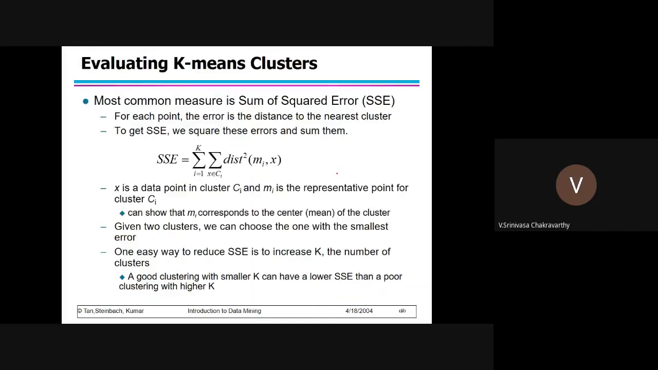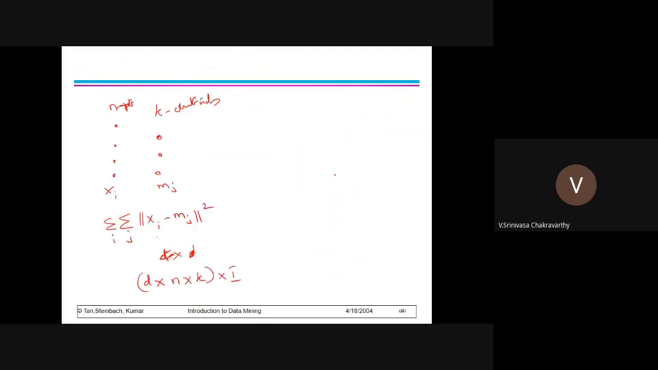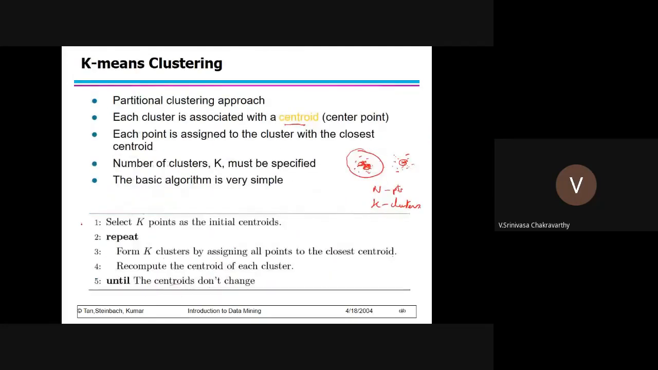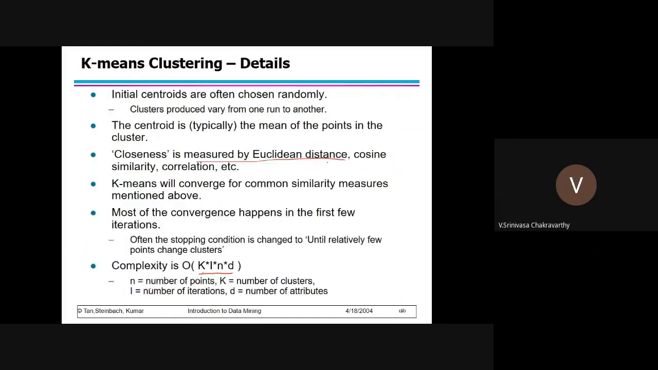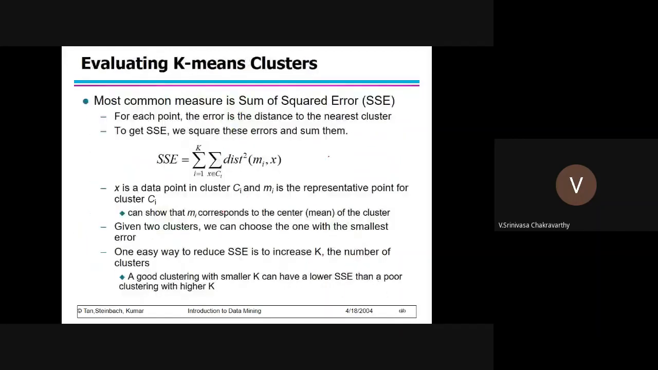Now, when we follow this algorithm, the k-means clustering algorithm, what you're actually doing is minimizing this objective function. So what is the objective function? For every point x, the error is the distance to the nearest cluster, mi. You add this up over the entire data set. That is your sum squared error. x is a data point in cluster Ci, and mi is the representative point for that cluster.